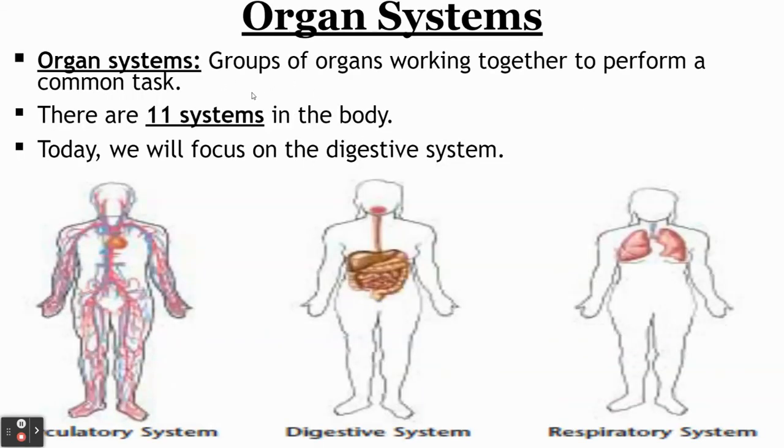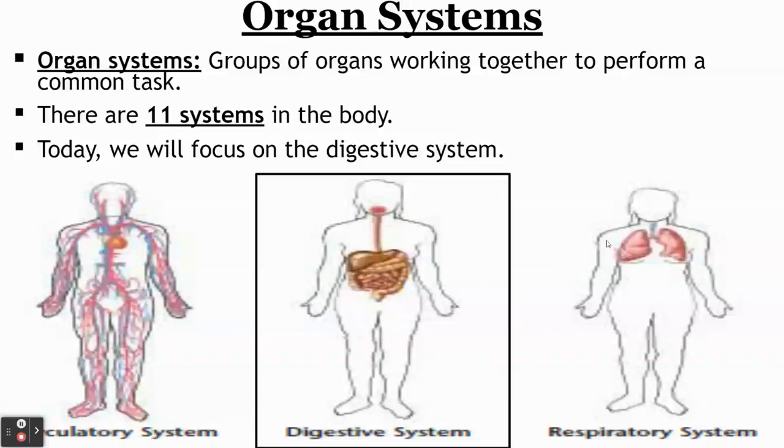So as you know, organ systems is when you have a group of organs working together to do a common task in the body. In your body, we have 11 defined organ systems. The ones that we're going to focus on in grade 10 are primarily the circulatory system, digestive system, and respiratory system, but you should be familiar with the function of the other systems as well. Today, we're going to focus on the digestive system.